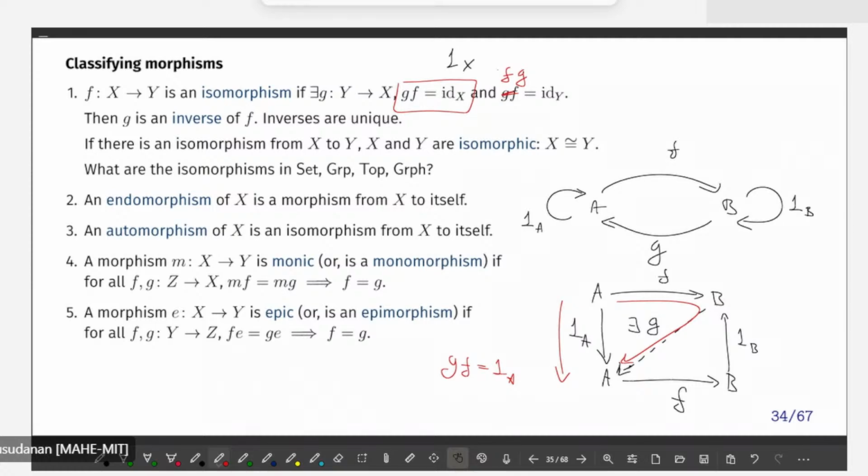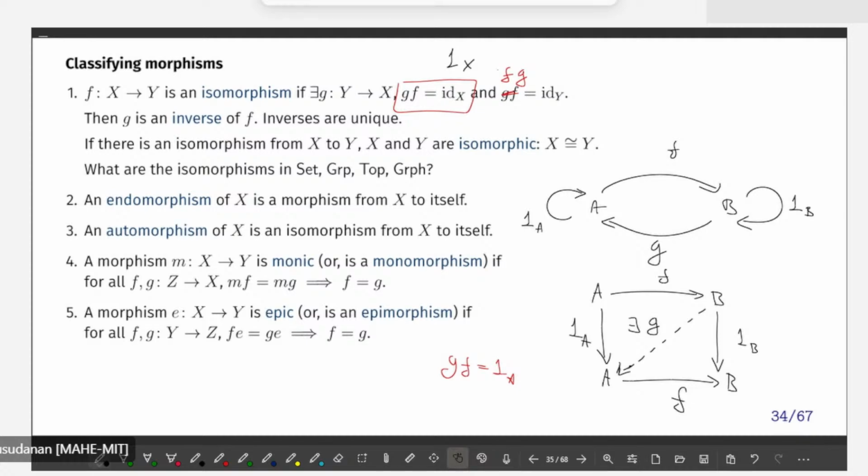Similarly, the other triangle, this also should commute. That means here there are two paths from B to itself. I think I put the wrong direction there. Oh wait, I think this is the wrong direction. Sorry, the other one doesn't make sense at all. You can't have a directed cycle like that. So this is the correct one.